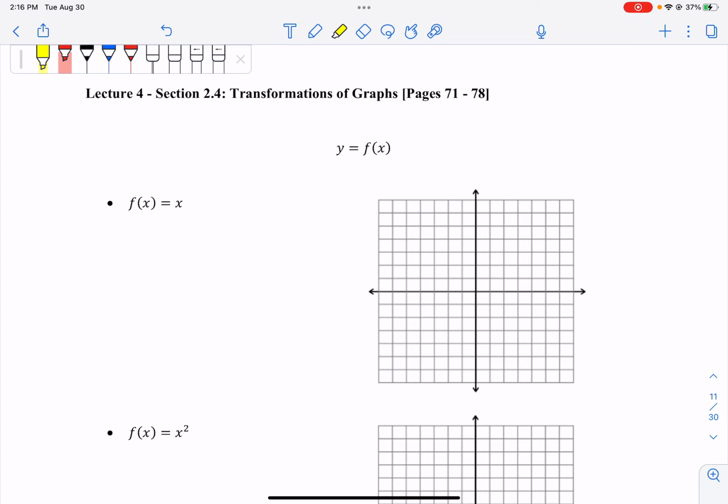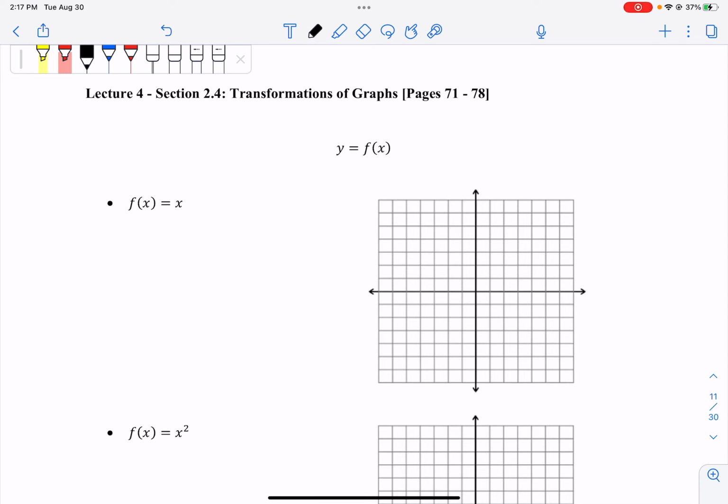All right, before we do transformations, I do want to go over several functions that will be really important to you, so we can kind of play around with these as we learn how to do movement of graphs. We all know f of x is equal to x. This is the same thing as y is equal to x, the y equals x graph.